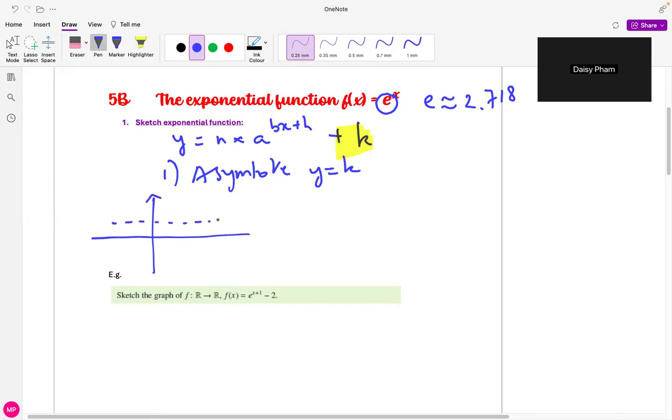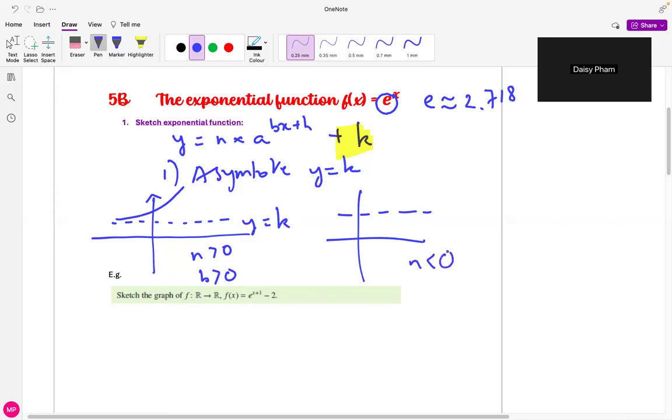So if you have the asymptote here, y equals k, and in the more basic form with no reflection, n is positive and b is also positive. So n is positive, b positive, then your shape, the more basic one, will look like that. If you have a negative outside, it's the reflection, so n is negative and let's keep b positive. Then it's the reflection in the x-axis. It goes like this, upside down.